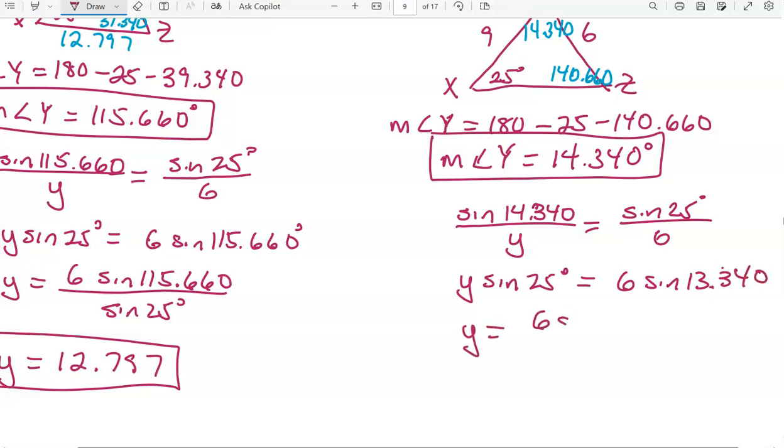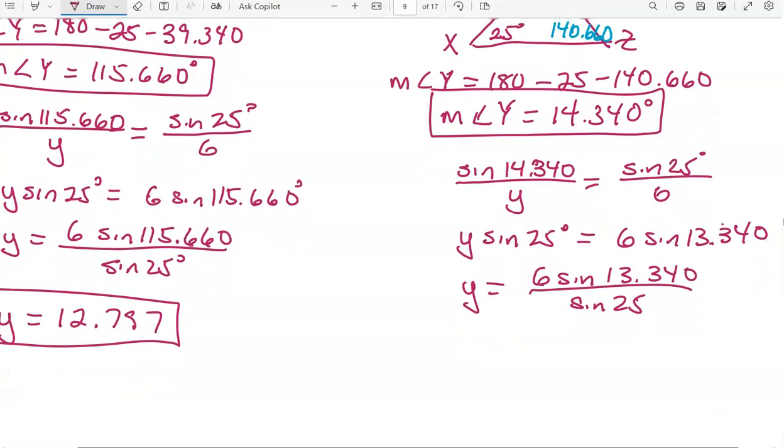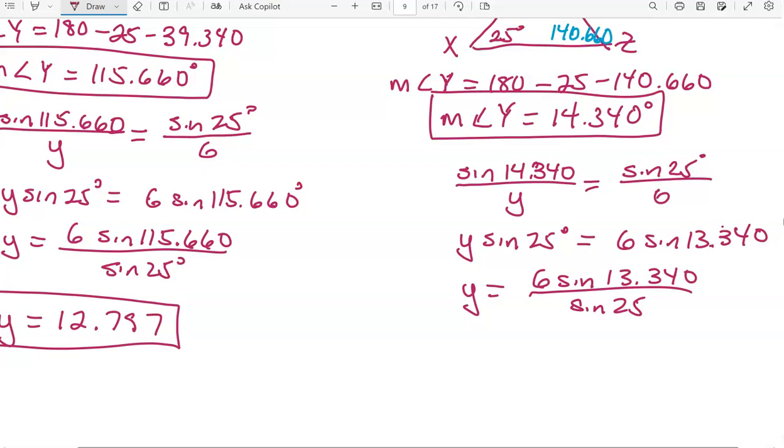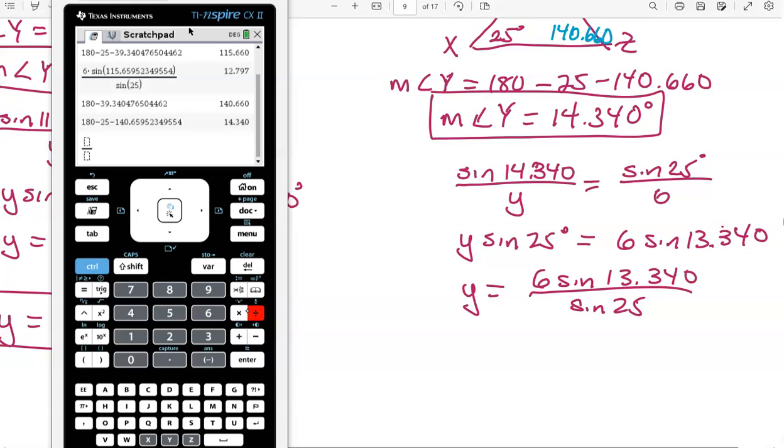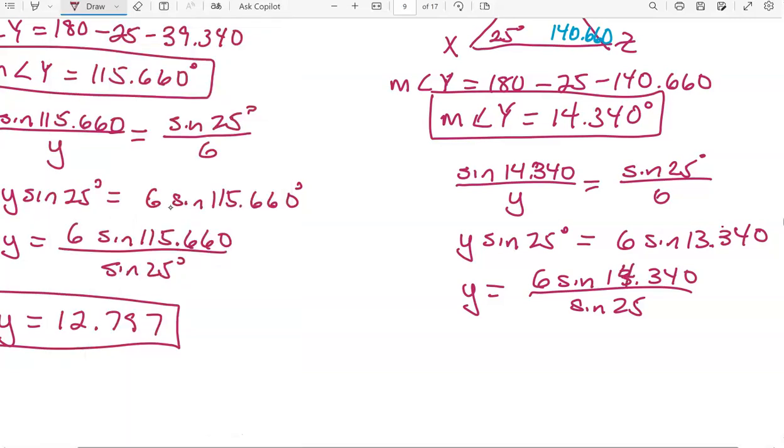And Y is 6 times the sine of 14.340 divided by the sine of 25 degrees. And now we need to enter that computation into the calculator, being careful to enter the unrounded version of 14.340. So 6 times the sine of, well, that was 14.340, wasn't it? Okay, so we're going to change that. My eyes are not as good as they used to be.